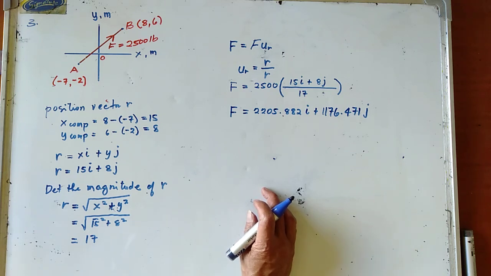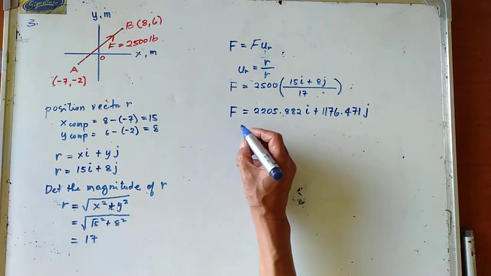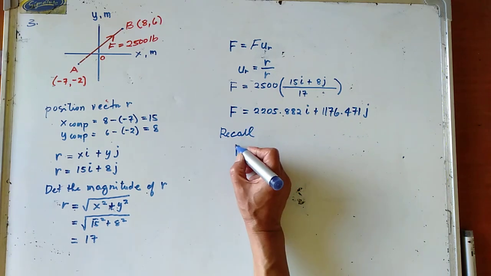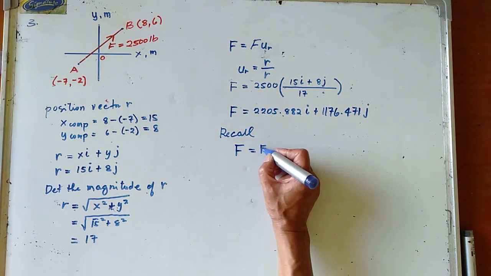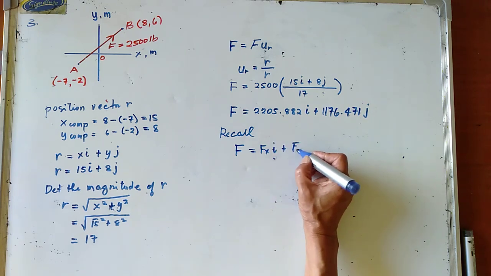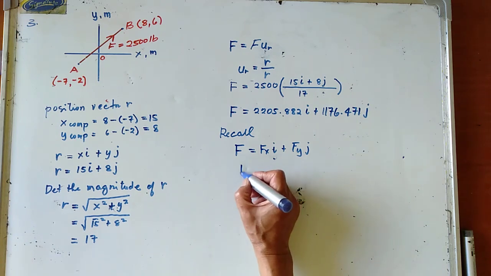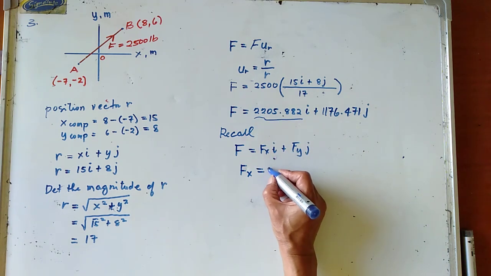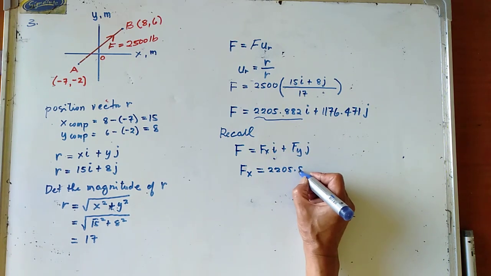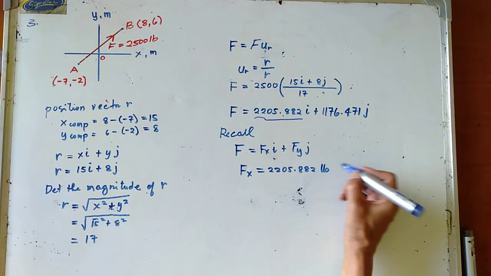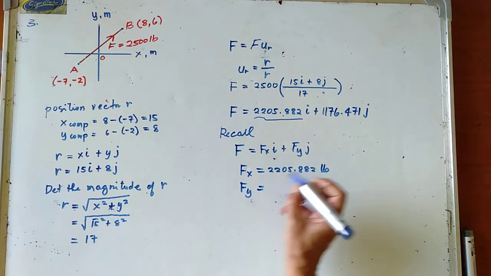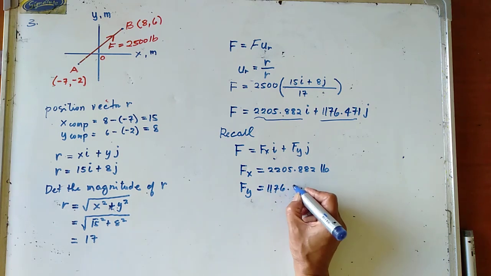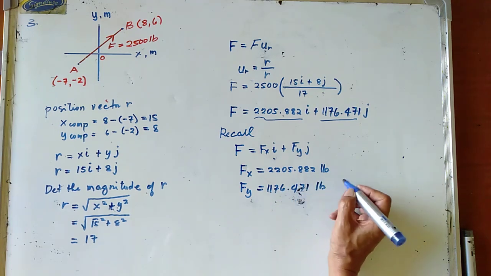Hence, we now have the x and y components. Recall again that the vector F is equal to Fx i plus Fy j. So Fx, the x component, is equal to 2,205.882 pounds, and Fy is equal to 1,176.471 pounds.